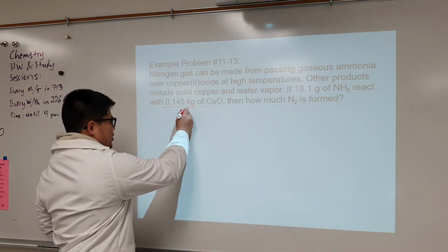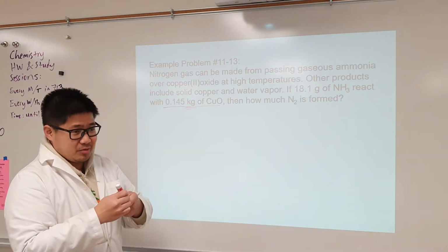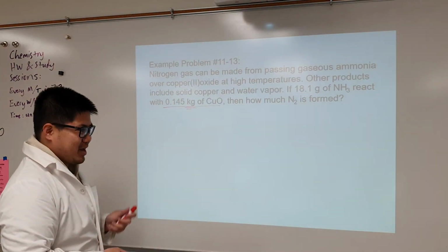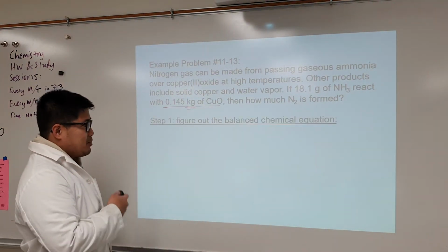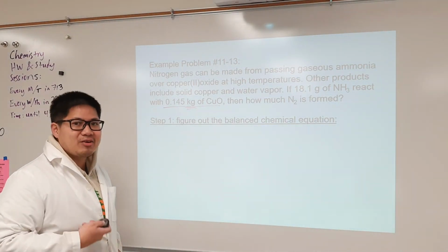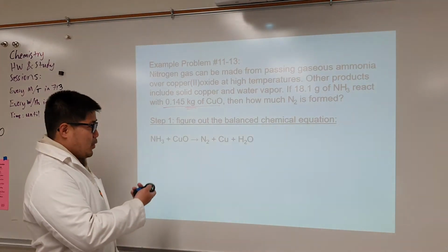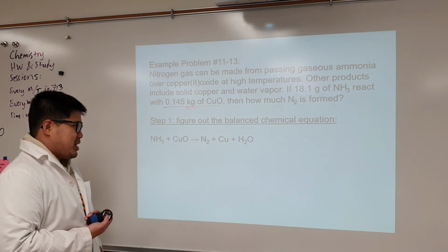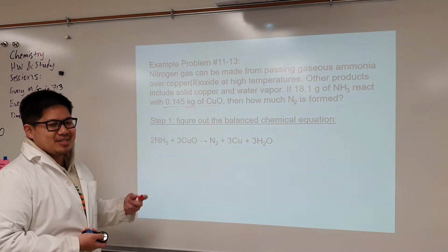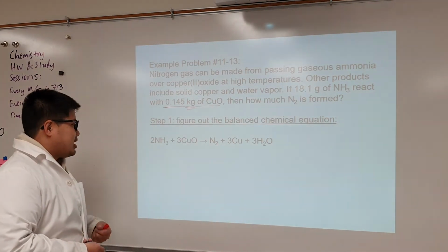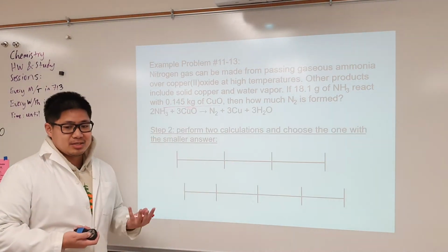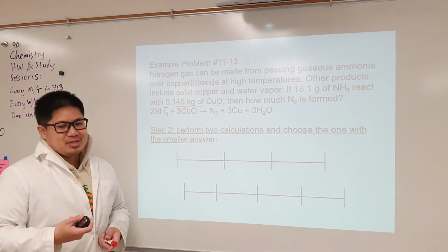I think you guys know what we're going to do with this, but let's see if your ideas match what we're going to do on the whiteboard. So step 1, obviously same as before: figure out the balanced chemical equation. Boom, right there. As we can see, it's pretty much balanced. Oh, now it is. Now the thing is, what do you do with it? Same as before.